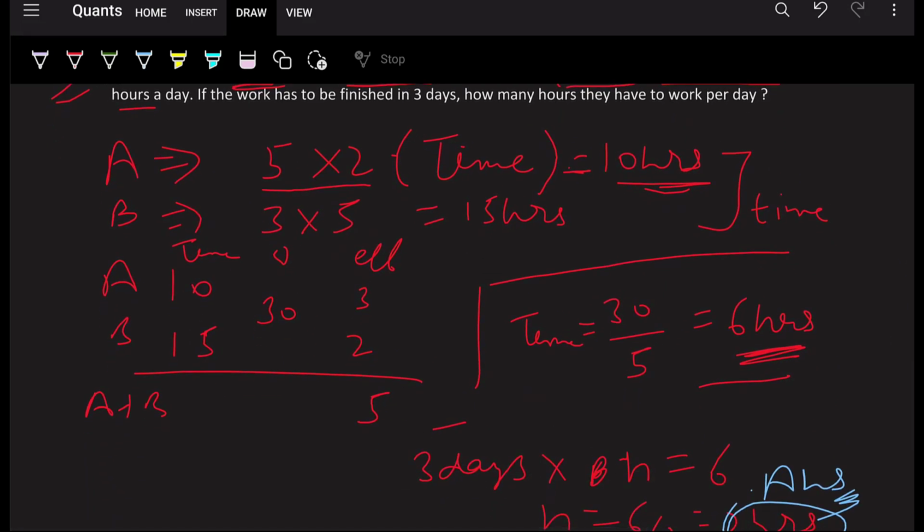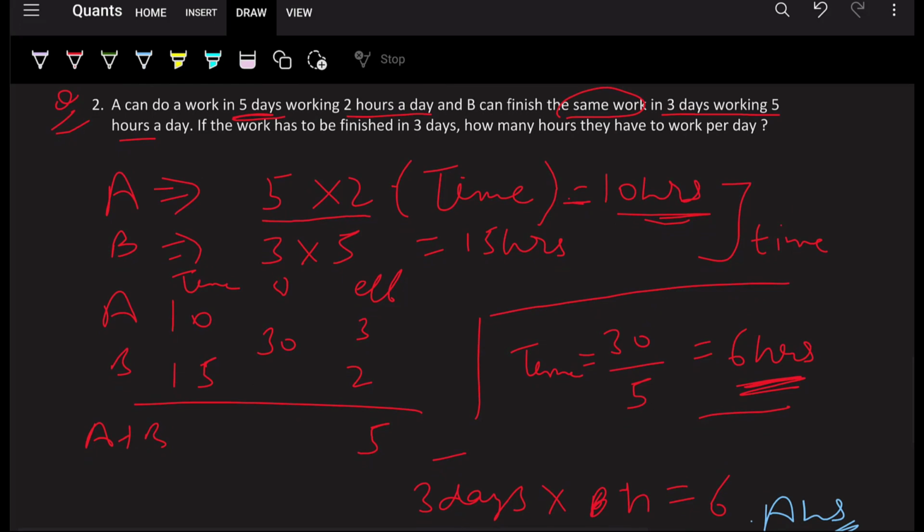So again, if we go through the question, first we will calculate the total time taken. The total time taken by A will be 5 days into 2 hours per day, so equal to 10 hours total. For B, it will be 15 hours in total. Now we will make the table for calculating the efficiency. The LCM of 10 and 15 will be 30. It is the total work.